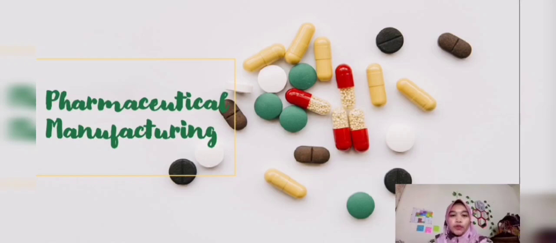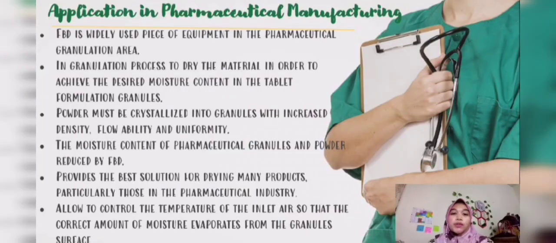Today, I want to share with all of you on application in pharmaceutical manufacturing. The FBD is a well known and widely used piece of equipment in the pharmaceutical granulation area. It is used in the granulation process to dry the material in order to achieve the desired moisture content in the tablet formulation granules required for a perfect tablet compression.